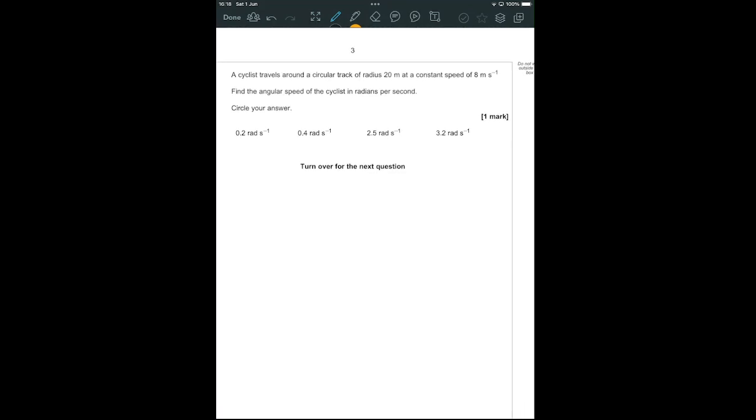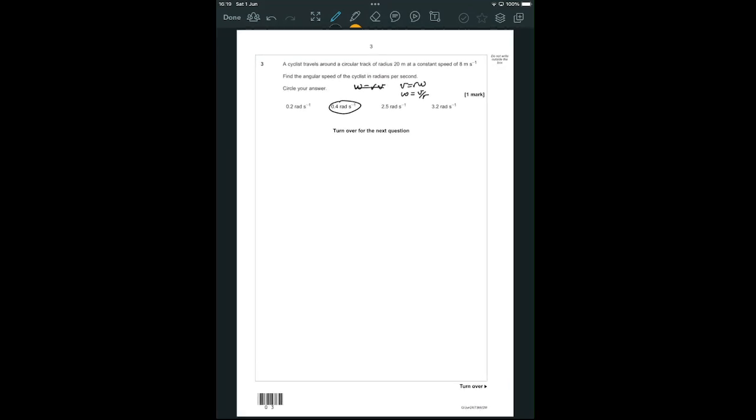A cyclist travels around a circular track. I'm thinking about my circular equation formulas at a constant speed. Find the angular speed. So I want omega, and I've been given the radius and the speed. I've quoted my formula wrong. V equals r omega, so omega is V over r. So I'm doing 8 divided by 20, which is 0.4 radians per second. It would be a little awkward if I did it the other way around. I wouldn't have got an answer there at all.